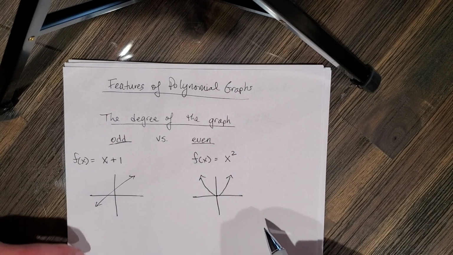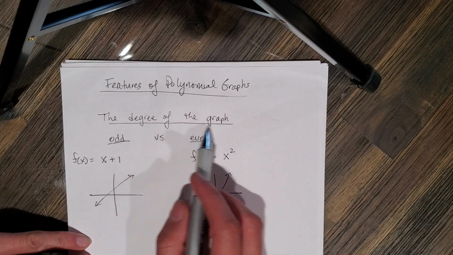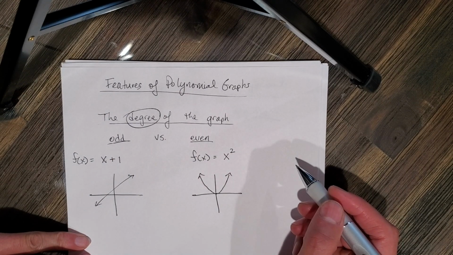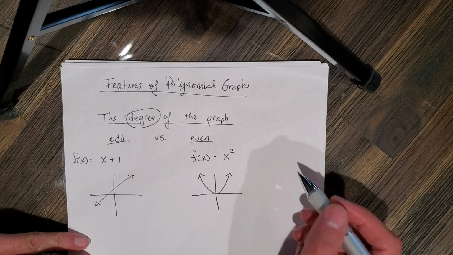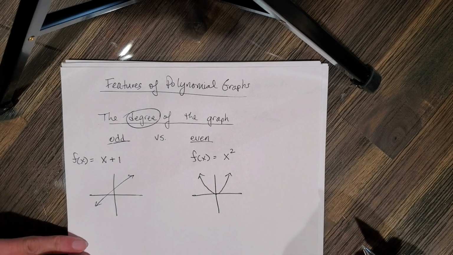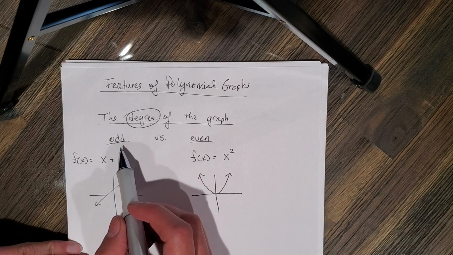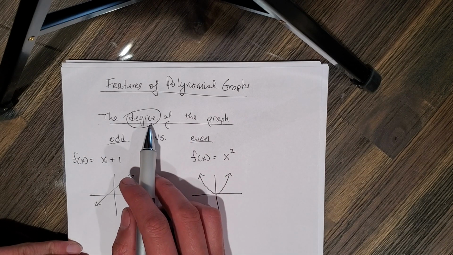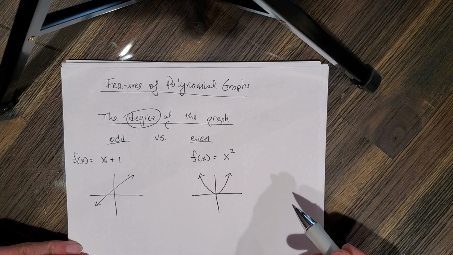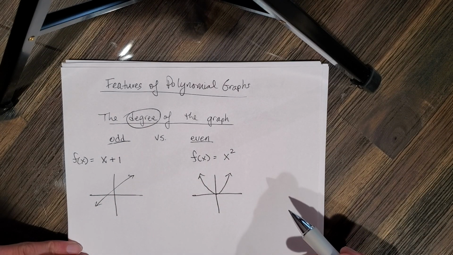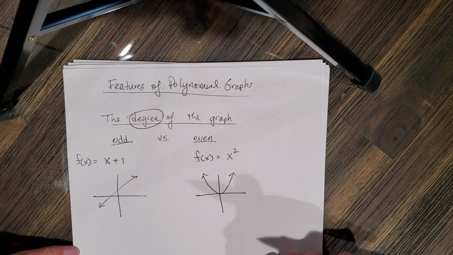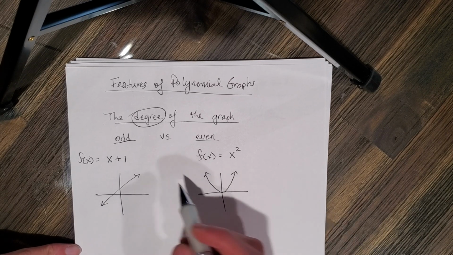The first thing we want to talk about is the degree of the graph. Now the degree, remember, refers to the largest exponent in a polynomial. We have two types, either odd or even. It's pretty simple. The degree is either going to be odd or even, and that's it. So how can you tell if the graph has an odd degree or an even degree? Well, it's very simple. Let's take a look at these two examples here.